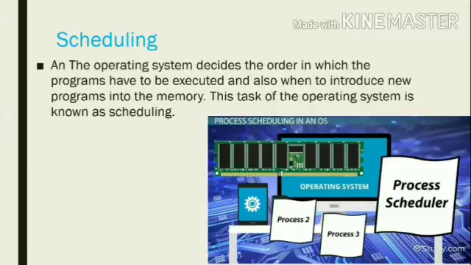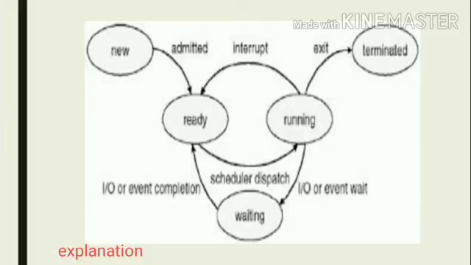Let's read the definition. An operating system decides the order in which the programs have to be executed and also when to introduce new programs into the memory. This task of the operating system is known as scheduling. This is the fundamental technique which is shown in the picture. The processes are in these 5 stages: new, ready, running, waiting and terminated. You will learn about these stages in the next classes.